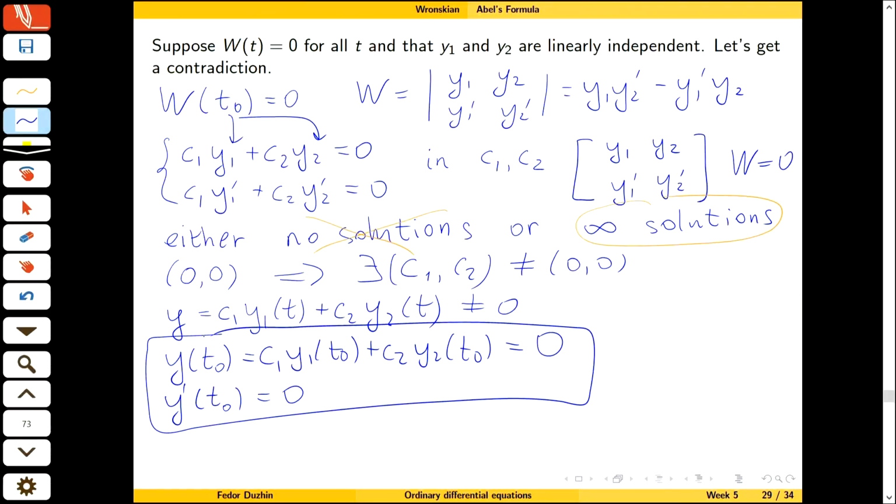But then this is a contradiction, because what this tells us is that this function y is a solution of the initial value problem y of t0 is 0 and y prime of t0 is 0. But at the same time, the 0 function is also a solution of the same initial value problem. So this initial value problem has two different solutions, the 0 function and y. And that is impossible because it contradicts the uniqueness part of the existence and uniqueness theorem. So since this is impossible, we got a contradiction, and this contradiction concludes the proof.